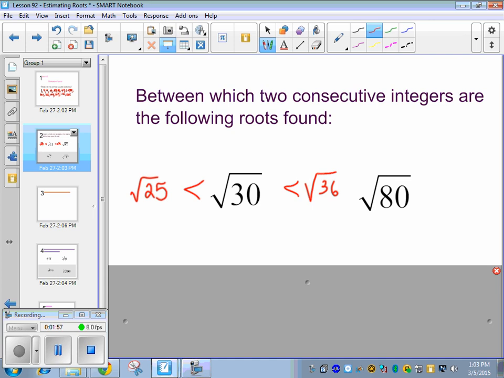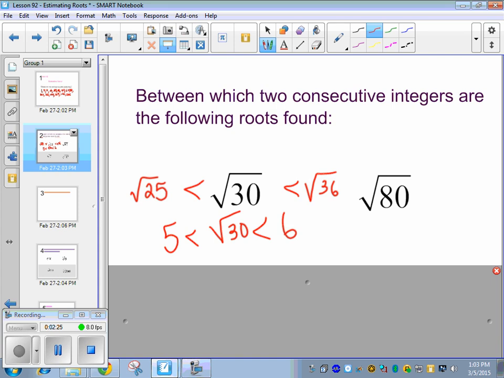But this says between which two consecutive integers are the following roots found. So it's in between the square root of 25 and the square root of 36. So that means it has to be in between 5 and 6. So the way we write it is 5 is less than the square root of 30, which is less than 6. So that says that the square root of 30 is bigger than 5, but less than 6. Okay? So we always write our symbols going this way.